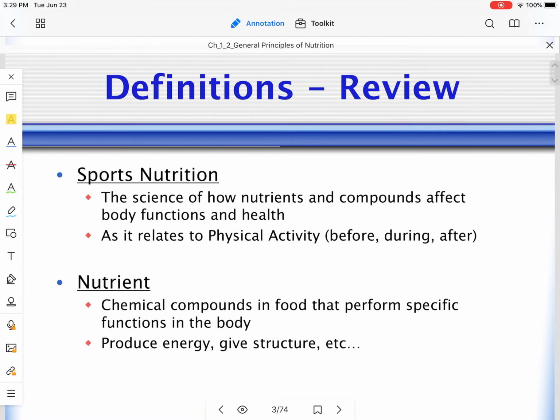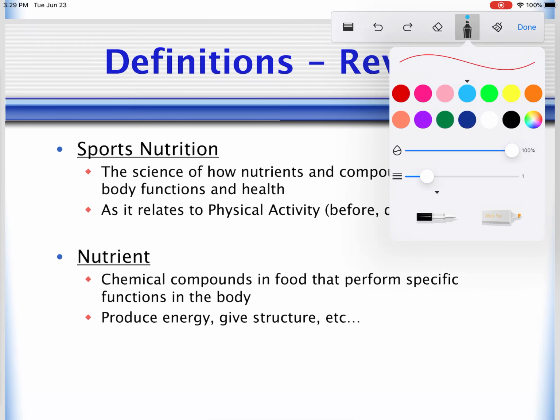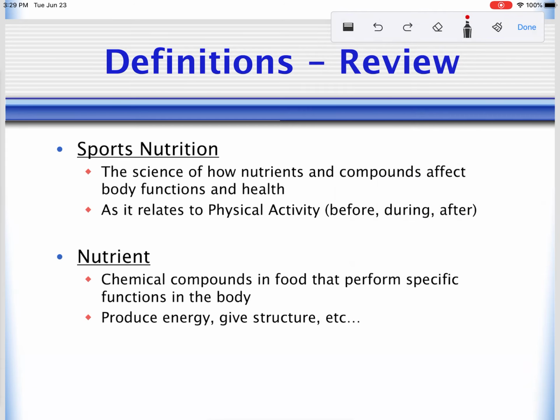I would certainly be remiss if, in a class called sports nutrition, we didn't define sports nutrition. It's a pretty good place to start, right? Well, let's first start with the definition of nutrient. And I'm going to put it in my own words, which I think will be helpful to you. A nutrient is a chemical compound in food that after we ingest it, performs a specific function in the body.